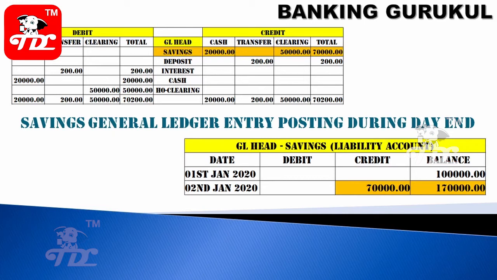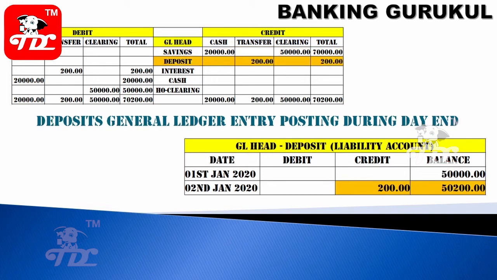So if you see the two tables, the first one will be the daybook. In the daybook, in savings we have 20,000 and 50,000. So total 70,000, the savings account ledger has increased. In credit, savings is 20,000 cash and 50,000 clearing we received for the customer. So 70,000 increases the savings account general ledger balance.